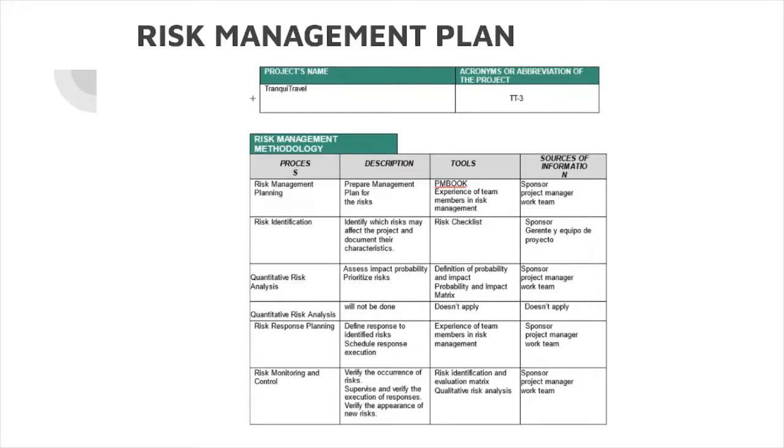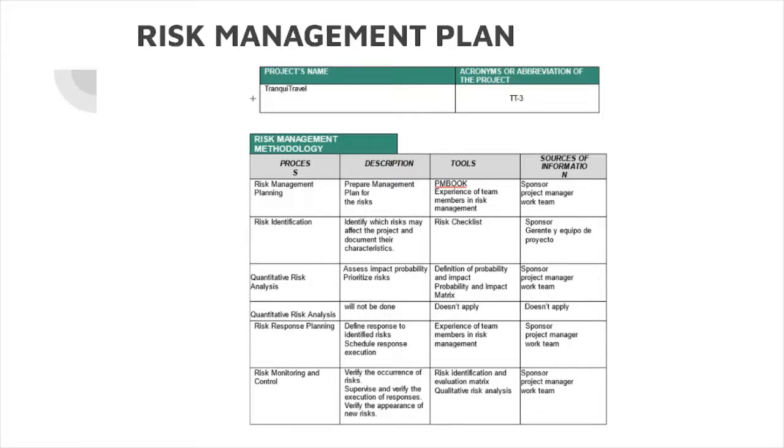Next, verify the occurrence of risks. Supervise and verify the execution of responses. Verify the appearance of new risks. Tools. First, expert judgment, experience of team members in risk management. Risk checklist. Definition of probability and impact matrix. Doesn't apply. Experience of team members in risk management.